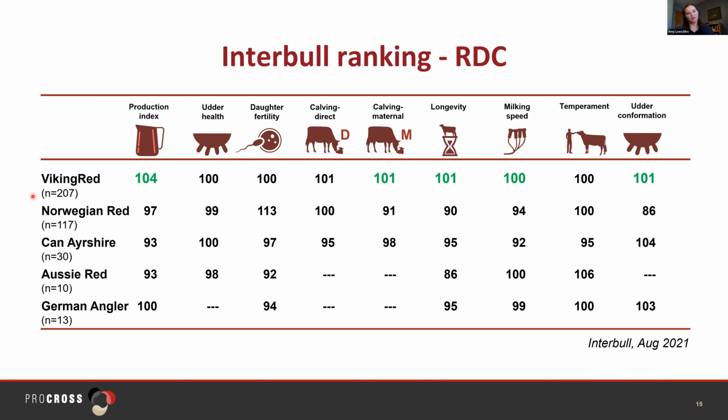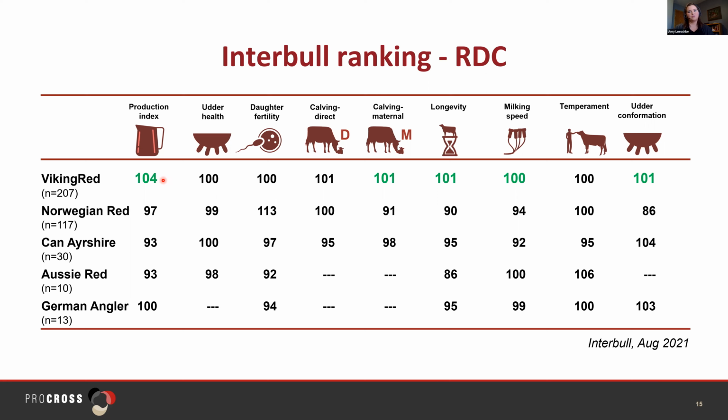The first thing I want to point out here is that VikingRed and Norwegian Red are the 2 breeds that have substantial numbers of bulls to analyze because they're the bigger populations. We really have very scant data when we come down here to Canadian Ayrshire, the Aussie Red from Australia, and the German Angler. But let's talk about a few important traits here on the genetic level. The Viking Red versus the Norwegian Red, particularly here on production index, the Viking Red tops the whole pile here, guys. And that's why they've been so successful for crossbreeding as a red breed.